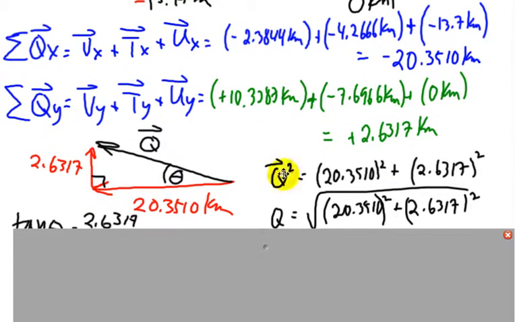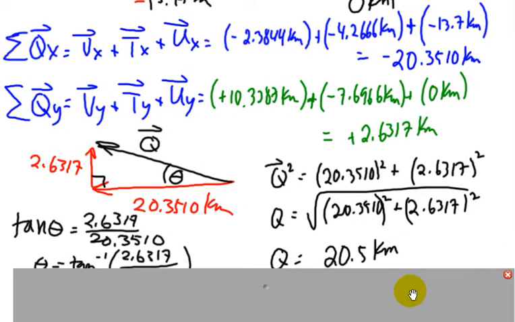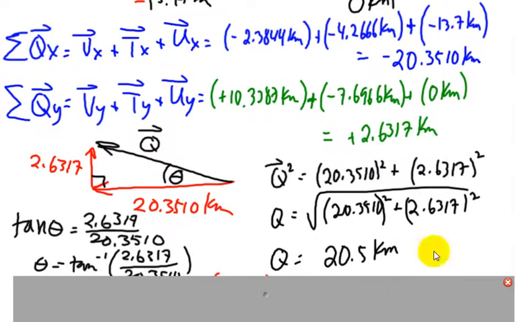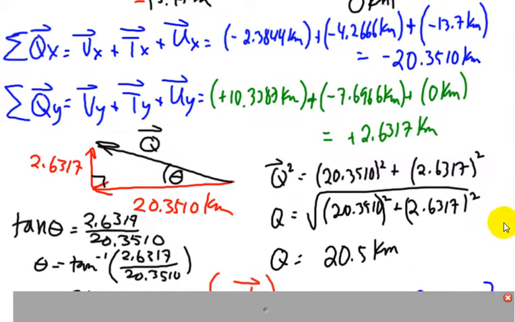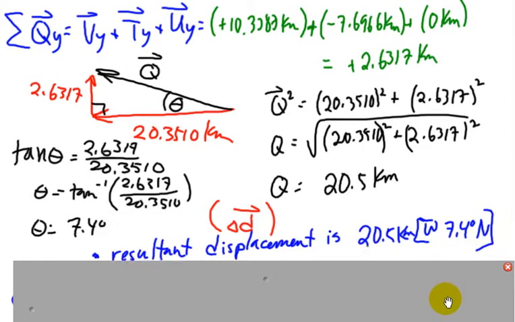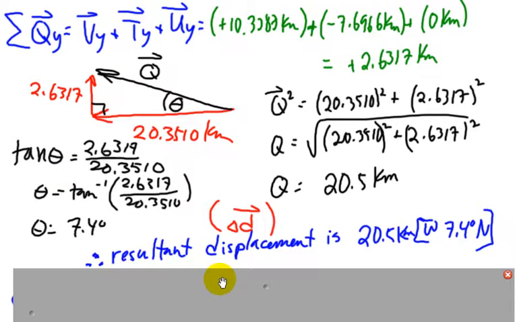We don't use these signs here in the calculation. We just simply use the signs to sketch the vectors. So of course a squared plus b squared equals c squared. So that's going to give me 20.5 kilometers. And then of course opposite over adjacent is tan. So 2.6317 over 20.351, and we get 7.4 degrees.